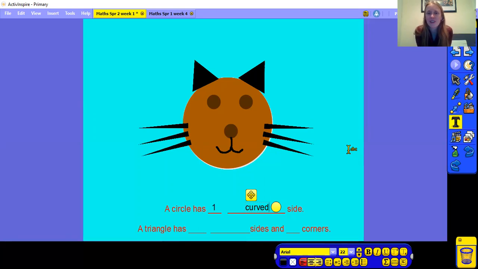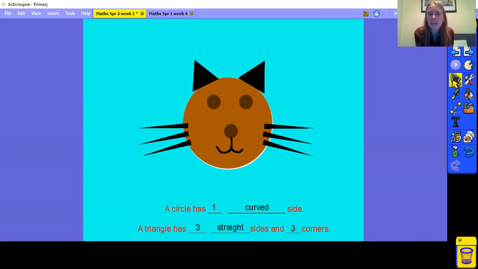Okay, let's see if you got it right. A triangle has 3 sides. What kind of sides are they? Are they curved like the circle? No, they're not. They are straight sides. Well done if you got that right. So 3 straight sides. And how many corners? Yes, 3 corners too. Now that we know that, we can have a look at our picture.